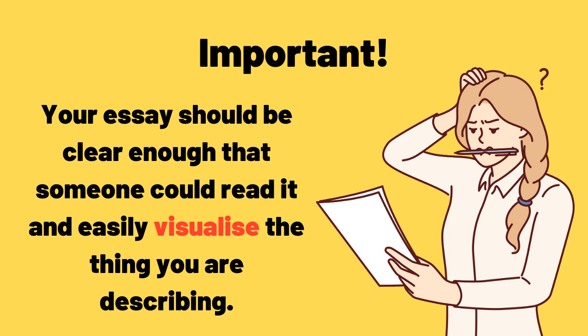When you write a Task 1 report, you need to imagine that your reader cannot see the thing you're describing, whether it's a table or a bar chart, a process diagram, or a map. The whole point of this task is to see how accurately you can describe something. Thus, a reader should be able to read your essay and understand the data or visualize the process or map.